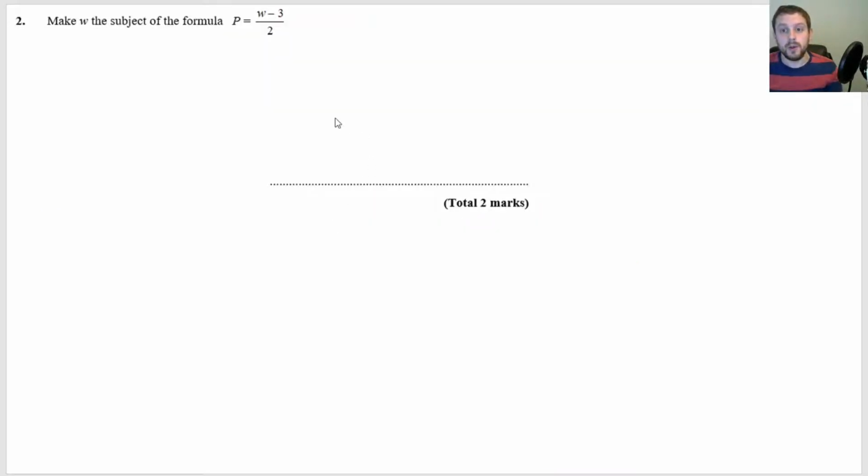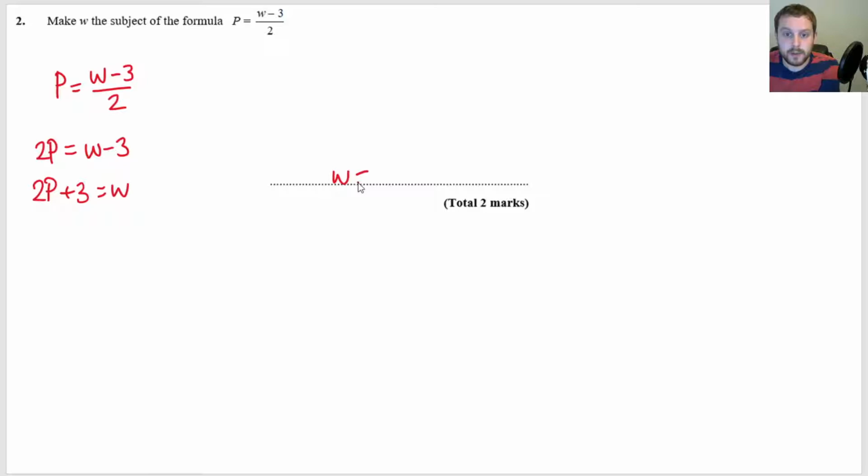Okay, question 2. We want to make W the subject of the formula. So I'll write P is W minus 3, all over 2. I want to get W by itself, so let's times both sides by 2. So you get 2P is W minus 3, and then I'll add 3 to both sides. So 2P plus 3 is W. So W equals 2P plus 3.